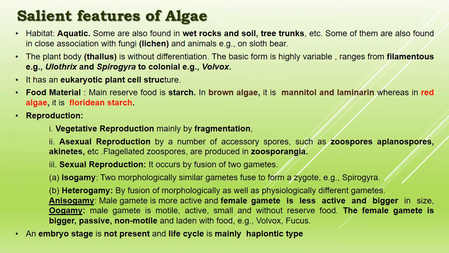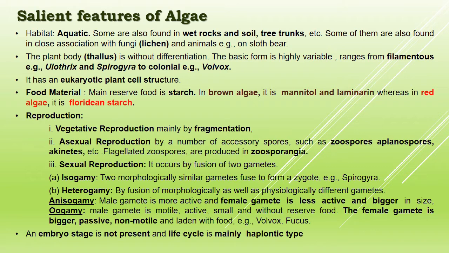Anisogamy includes fusion of two gametes which are dissimilar in size, though both are motile. Some members of Chlamydomonas reproduce by this method. The next one is oogamous. When a small motile male gamete fuses with a large non-motile female gamete, that type of sexual reproduction is called oogamous type. Example, Volvox, Fucus, etc.